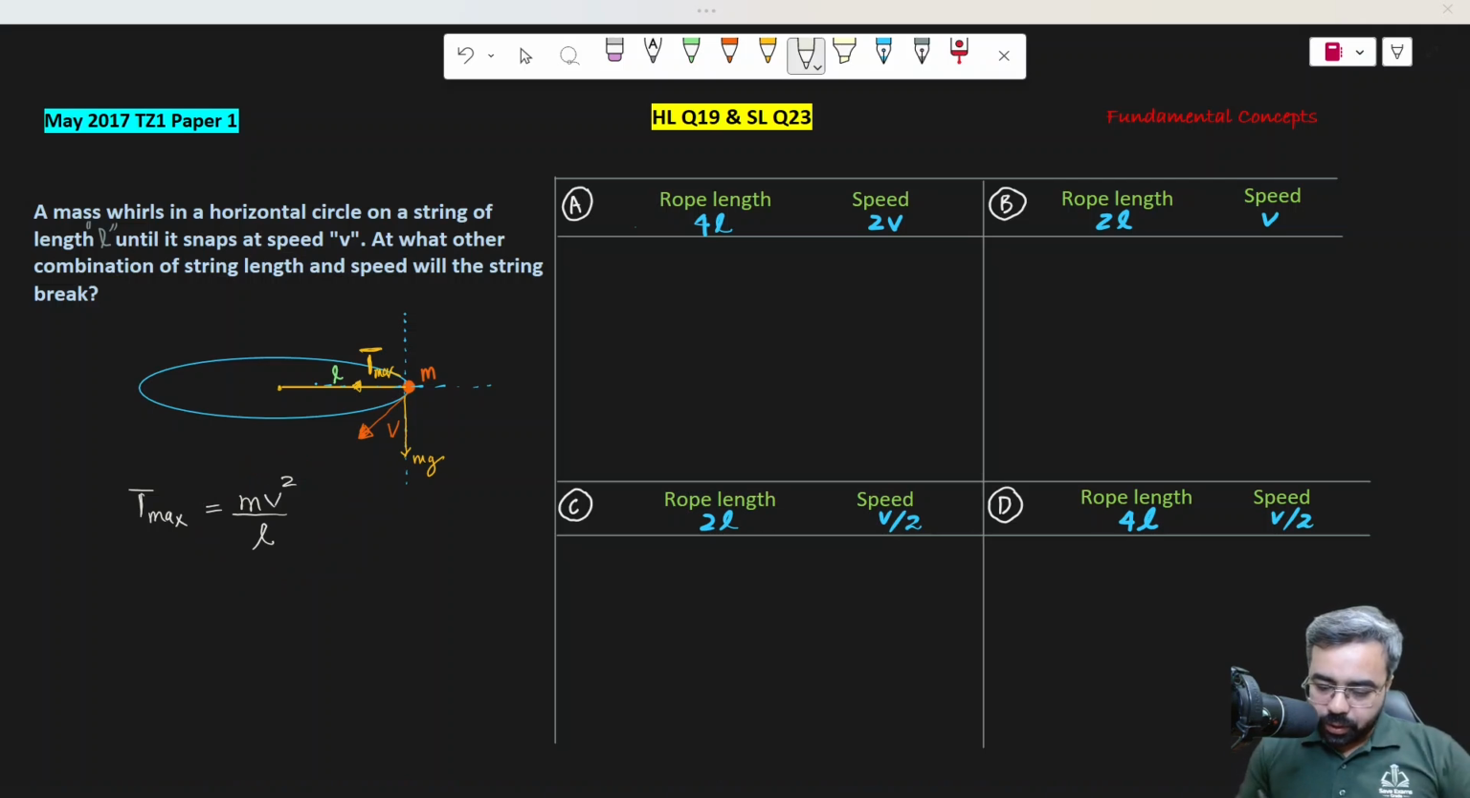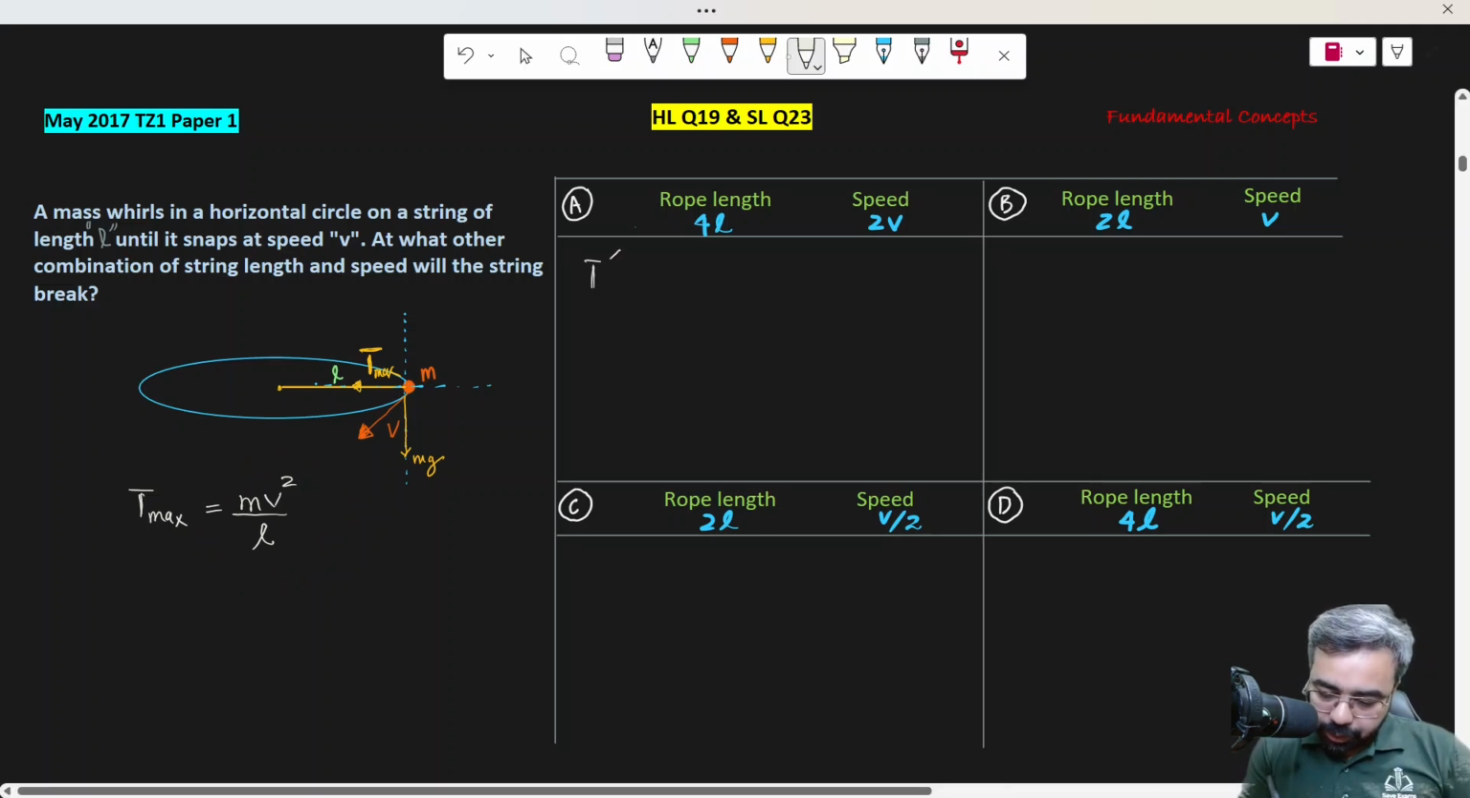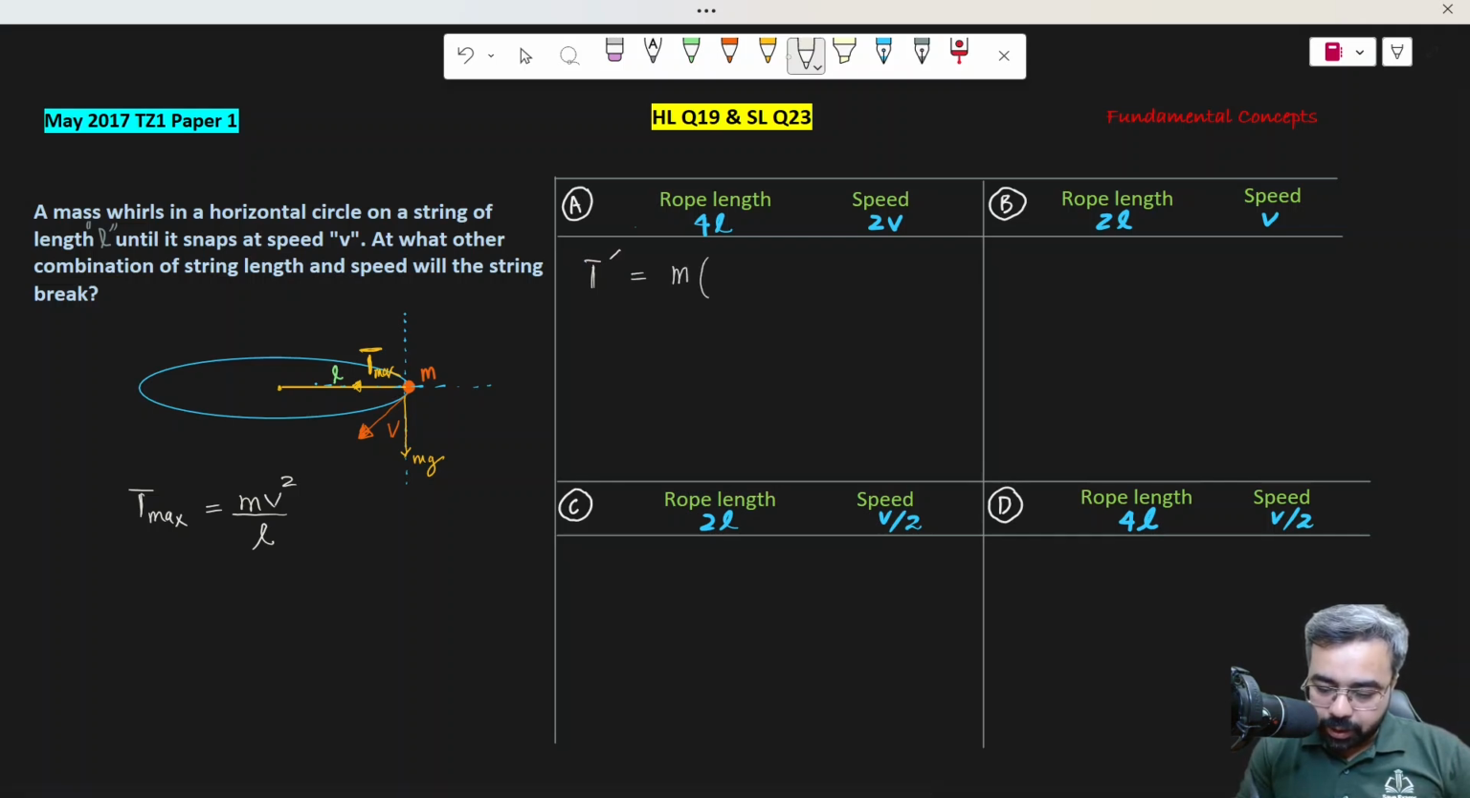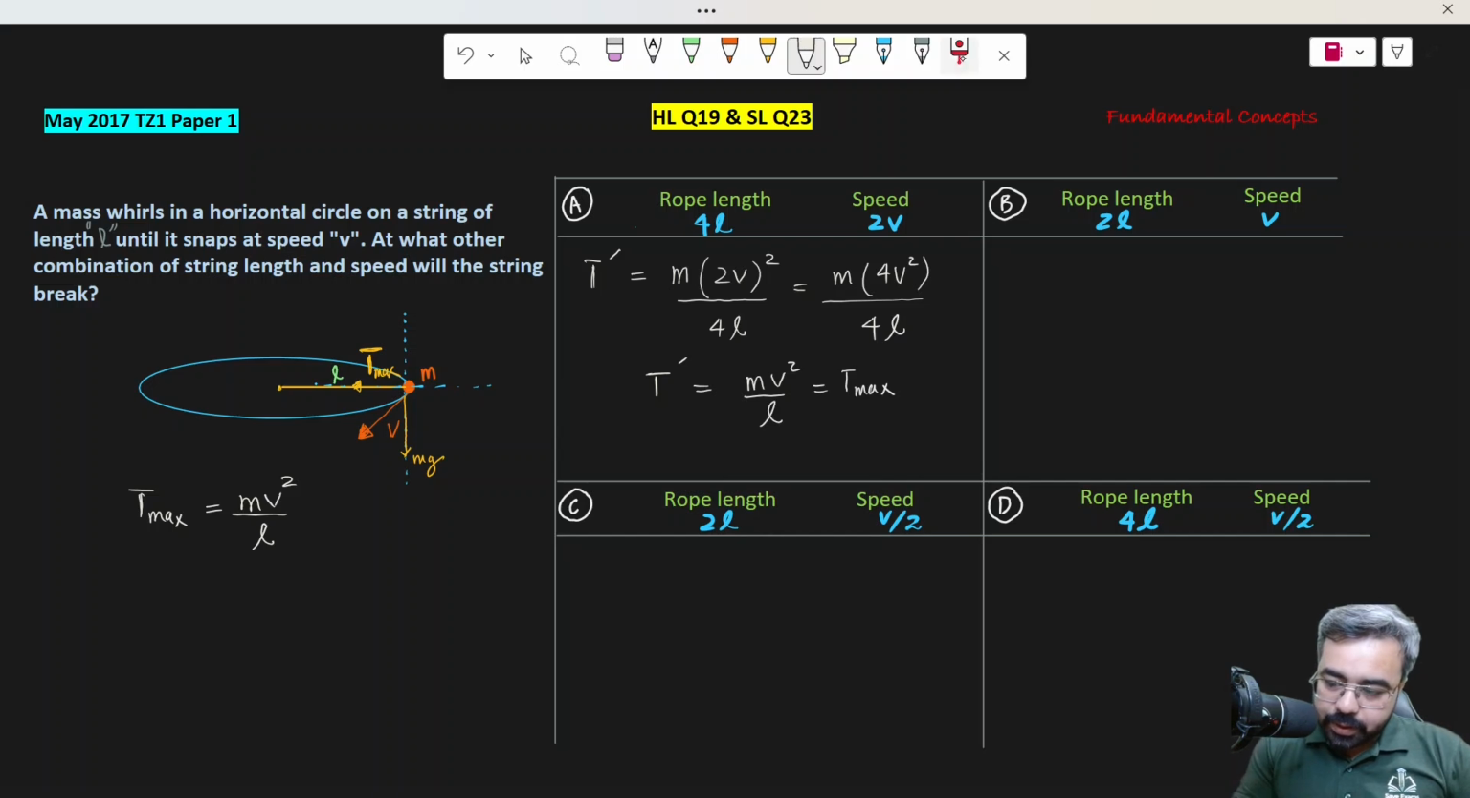For the first combination, T prime is the new force. The mass is not changed, m, and v squared is 2v whole squared, divided by the radius 4L. So it is 4v squared divided by 4L, and obviously you can see that it has become equal to T max. It means that this is a combination of length and speed at which the string breaks.